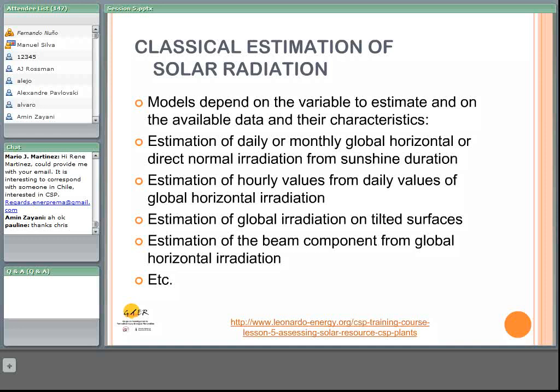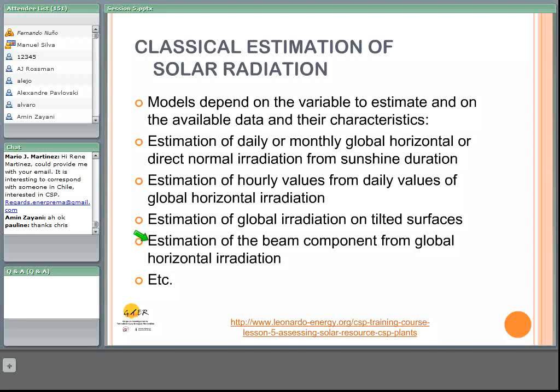So these types of models are used very commonly. There are other types of models. There are even models to estimate solar radiation from other meteorological values like temperature, relative humidity, etc. But normally, in our case, we are mainly interested in these types of models, in the estimation of the beam component from global horizontal radiation.